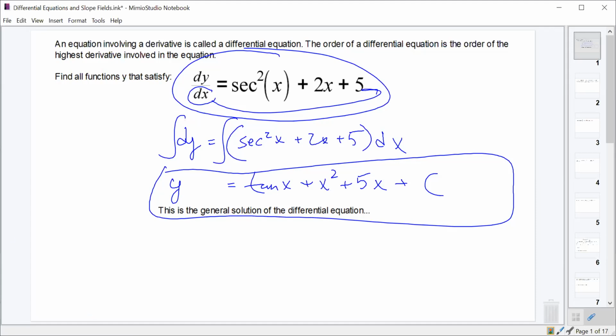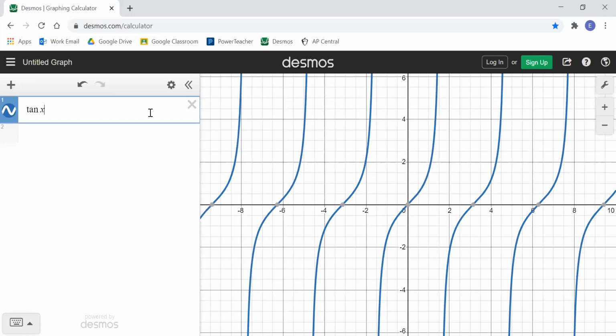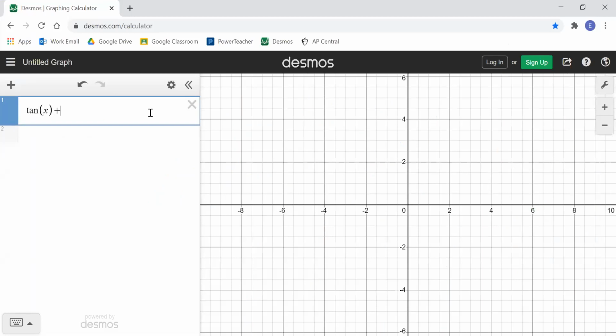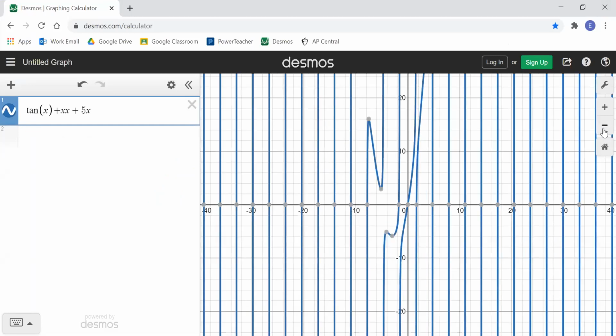And I could go in here into Desmos. And what was my function? Tangent x plus x squared plus 5x. Is that right? Zoom out a little bit, right? Is that what it was? Plus a constant? Yeah. Right.